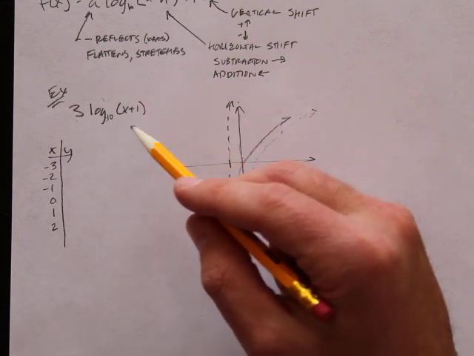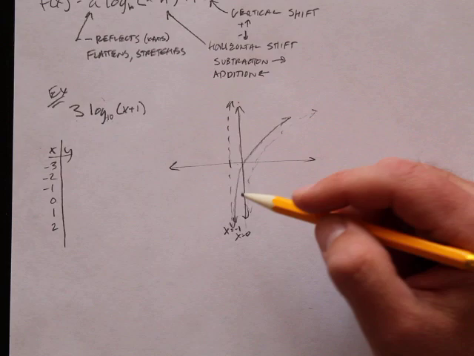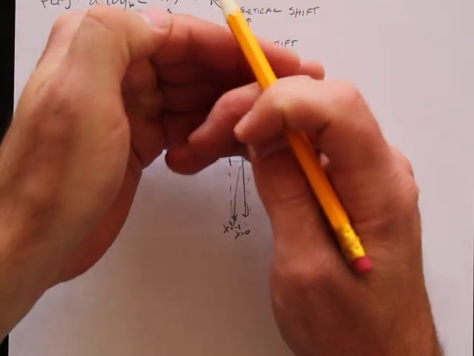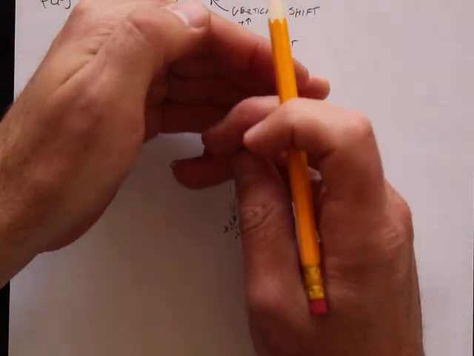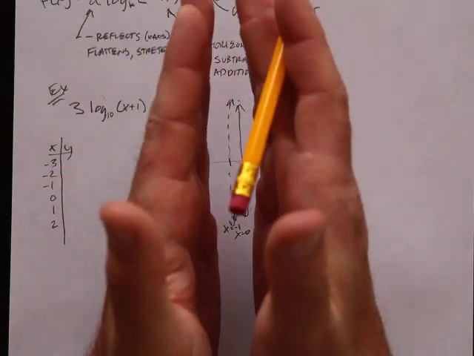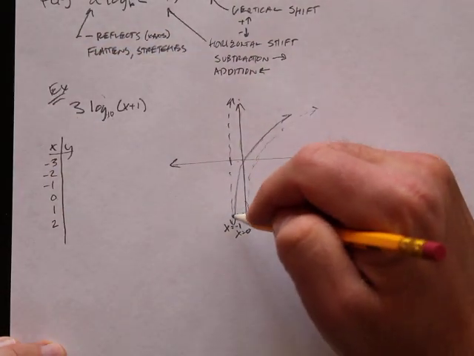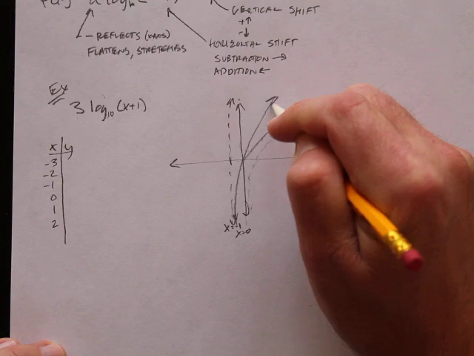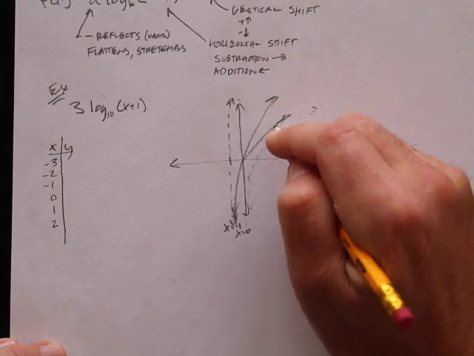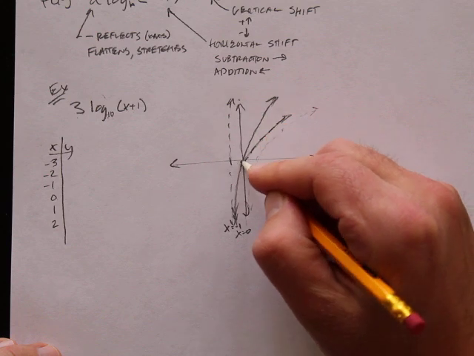So if that 3 is there, it's going to squish or elongate vertically. It's going to make it go like this and squish in like that instead of spread out. So it's going to go like that. So this is part of my parent graph, this is the one that we want to look at.